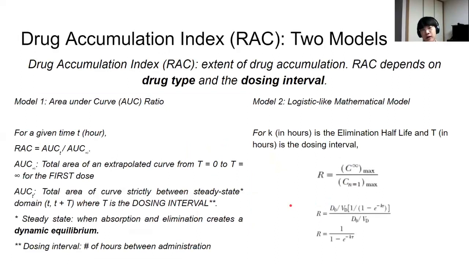The last topic I want to talk about is called Drug Accumulation Index, or RAC. We have 2 models, and this is where we're going to go a little bit deeper into the mathematics. So Drug Accumulation Index is the index of the extent of the drug accumulation. It really depends on the drug type and the dosing interval.